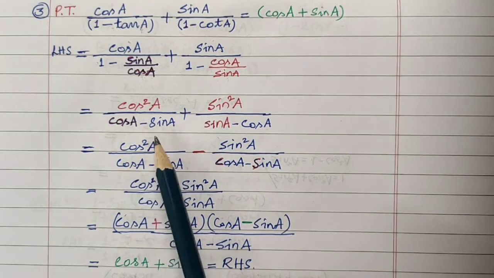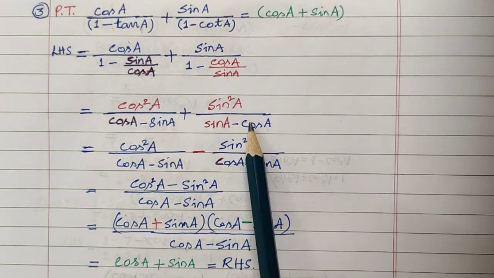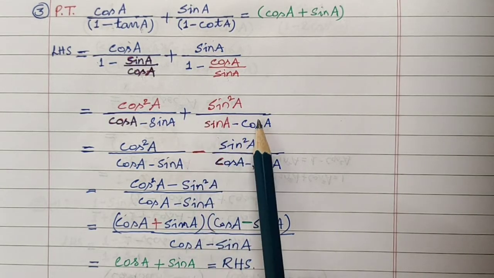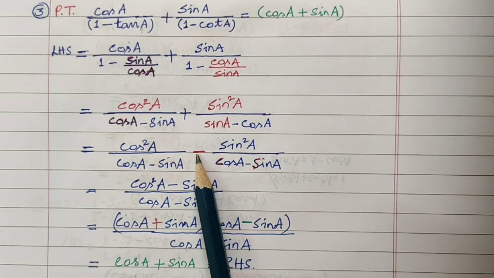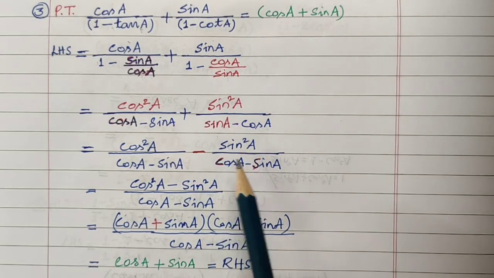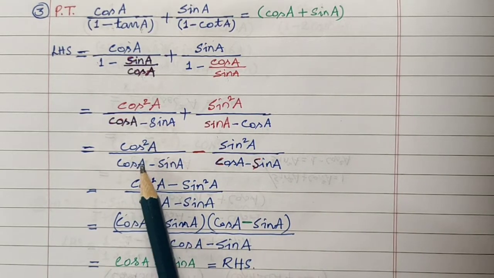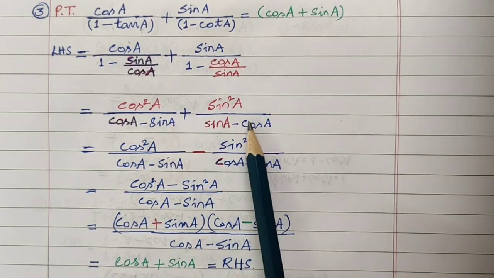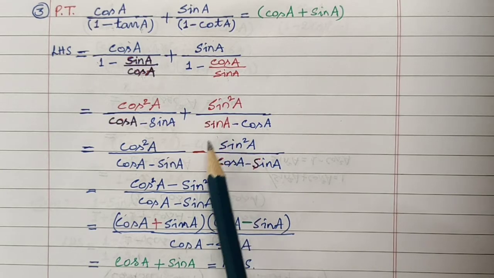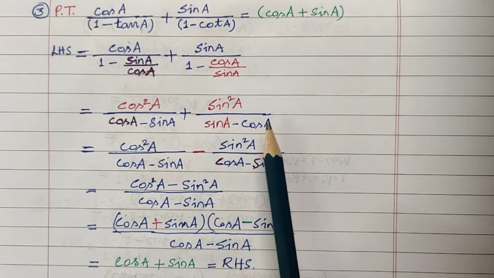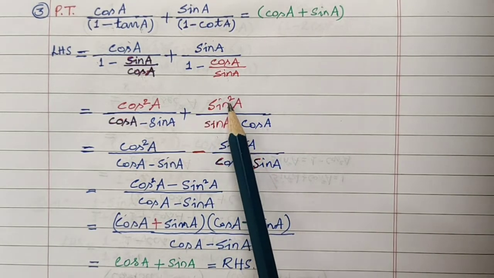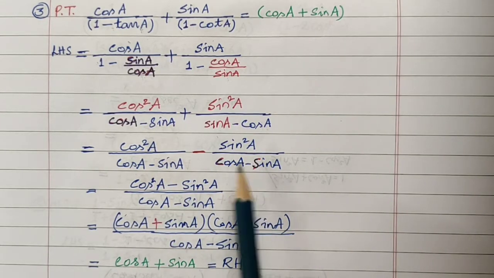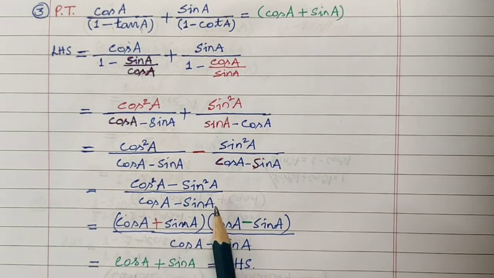So now we want both the denominators the same, because of that we are taking minus as common here. Once you take minus, the sign changes in the denominator. Here cos square divided by cos A minus sin A, we are keeping as it is. We are changing the denominator to cos A minus sin A, because we have taken the minus as common. So from here to here we have only changed the denominator, then both the denominators are the same, and we are taking the LCM cos A minus sin A.